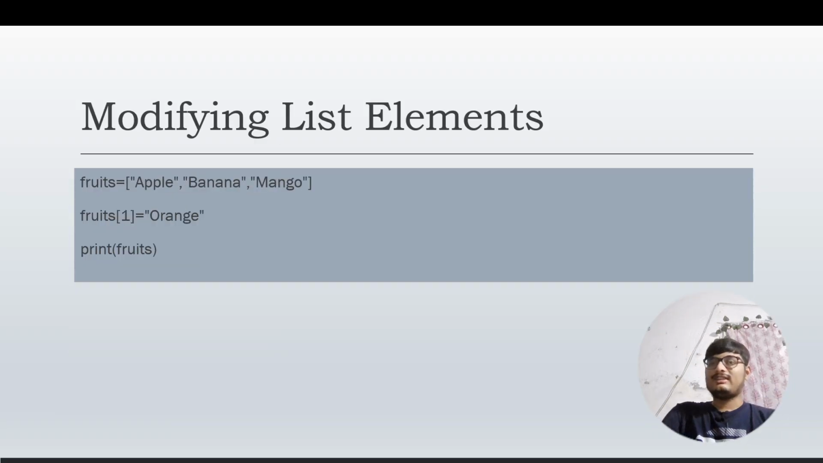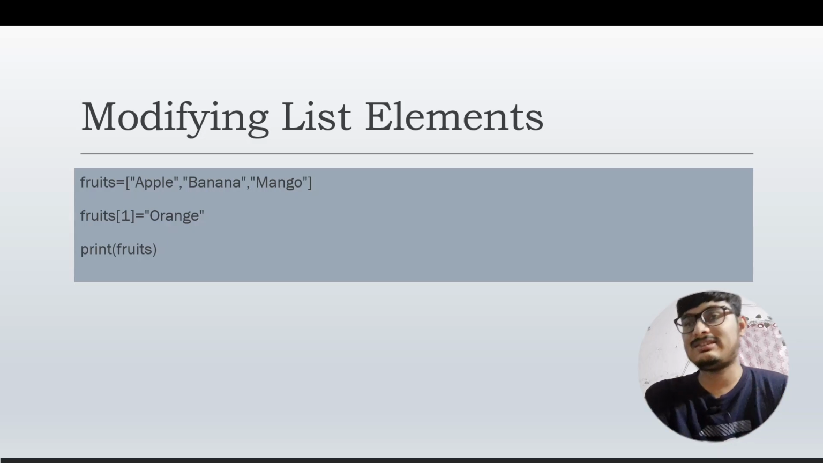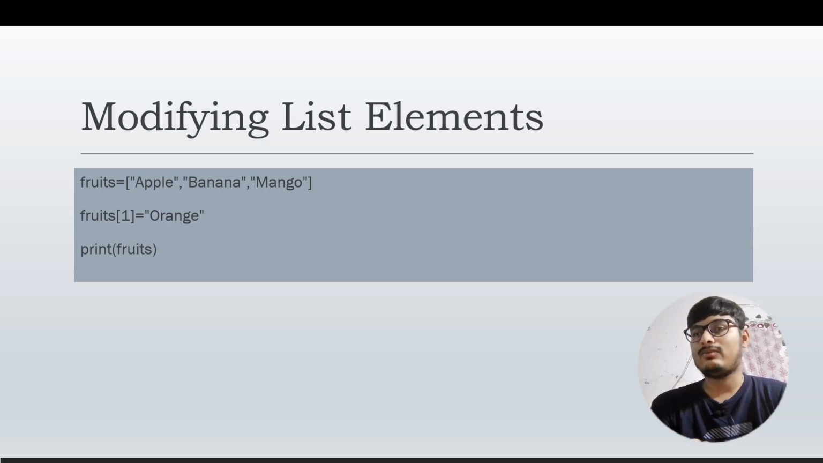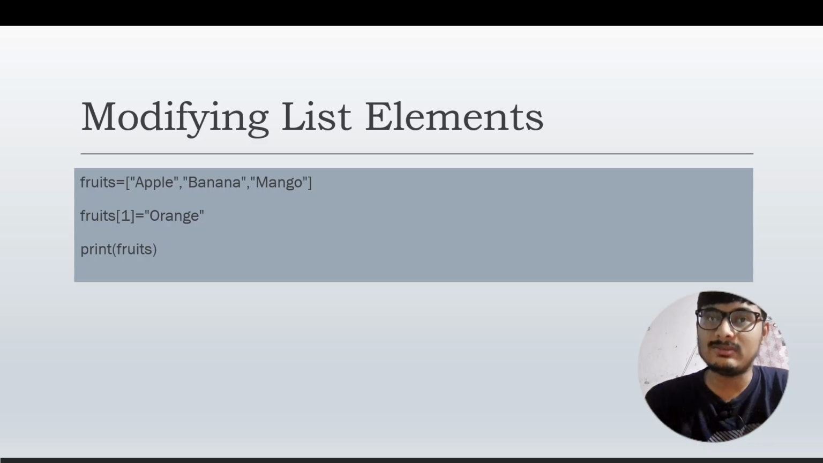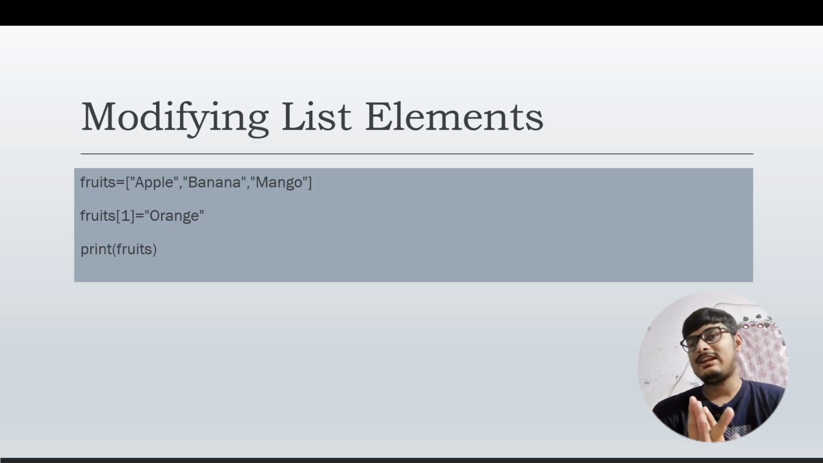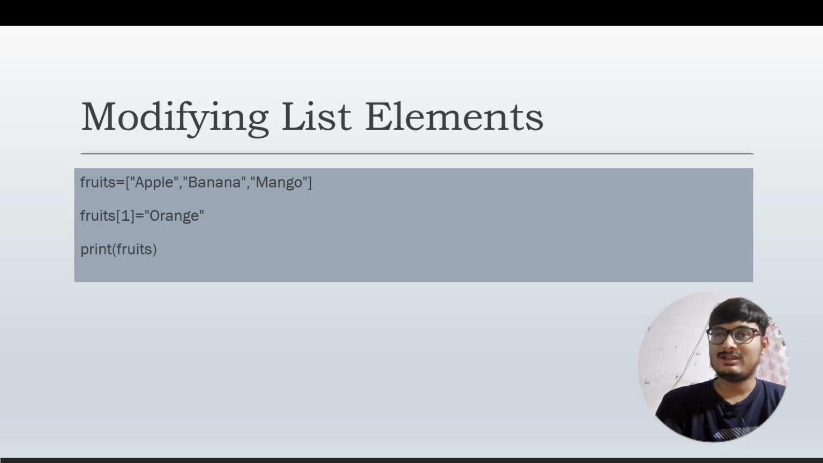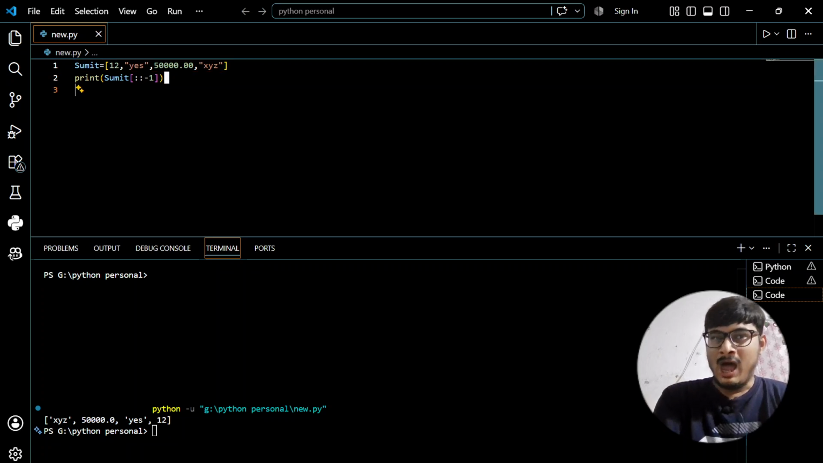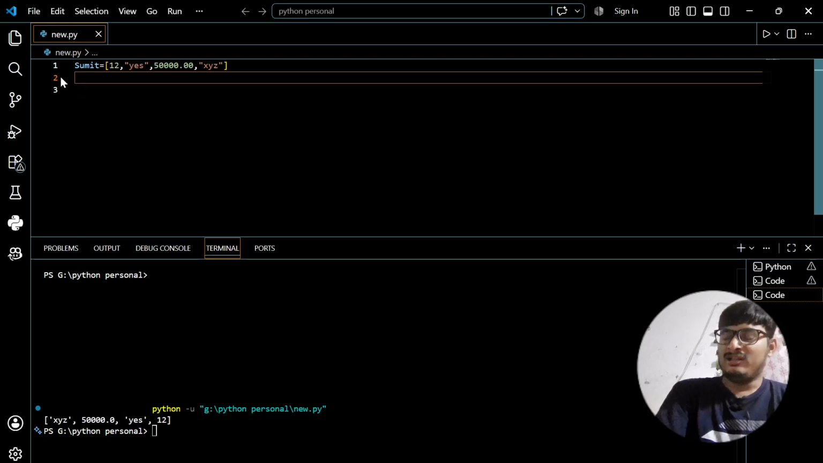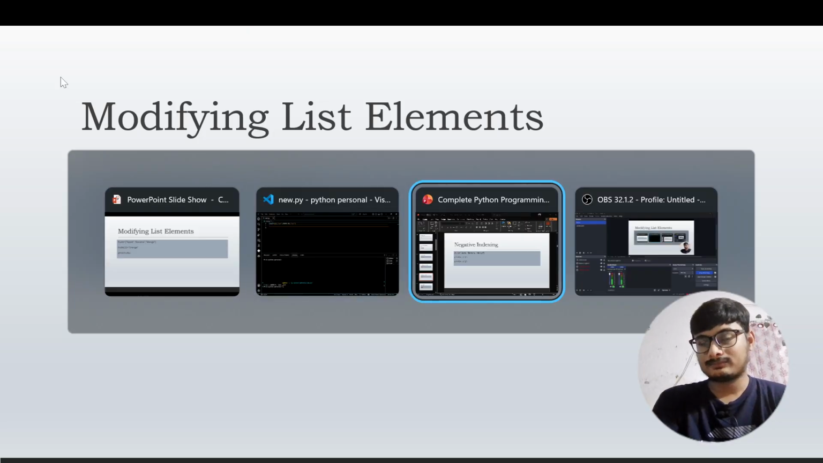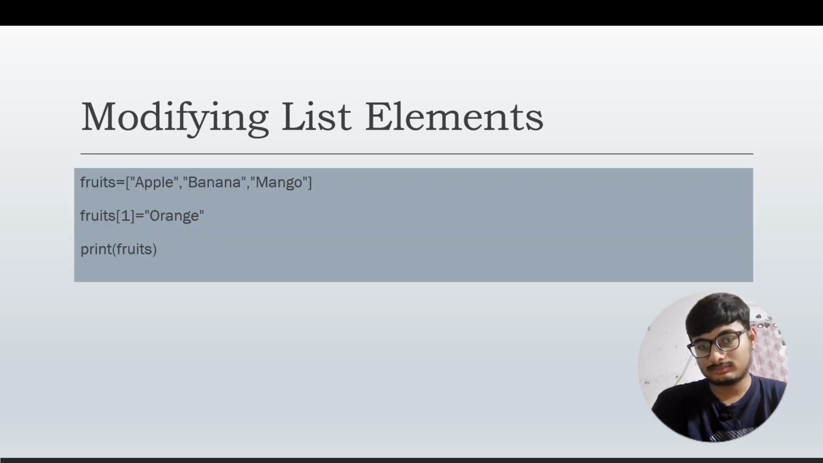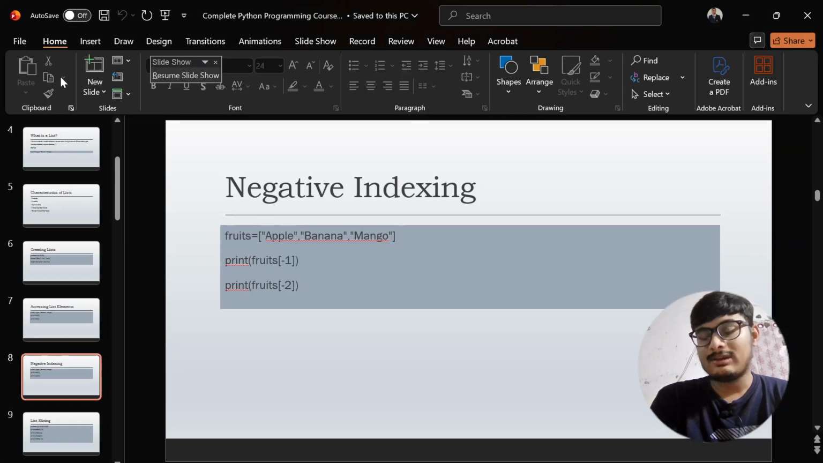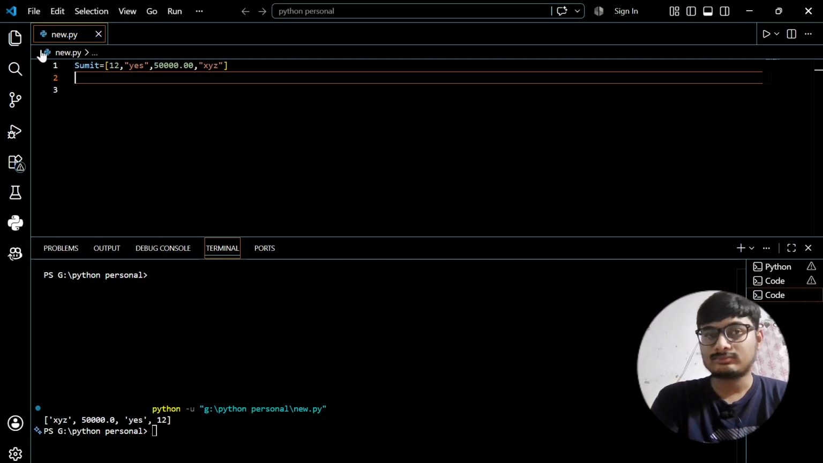Moving on to the next slide. It says modifying list elements. We already talked about what is mutability. Since a list is mutable, we can modify the elements that are present in a list. Okay, so let us suppose we have a list here. We will modify it a little bit.